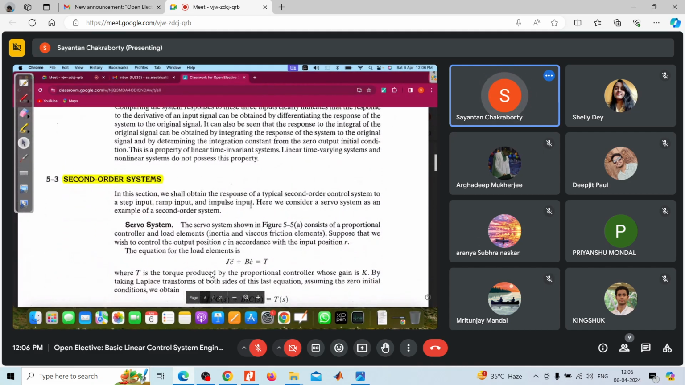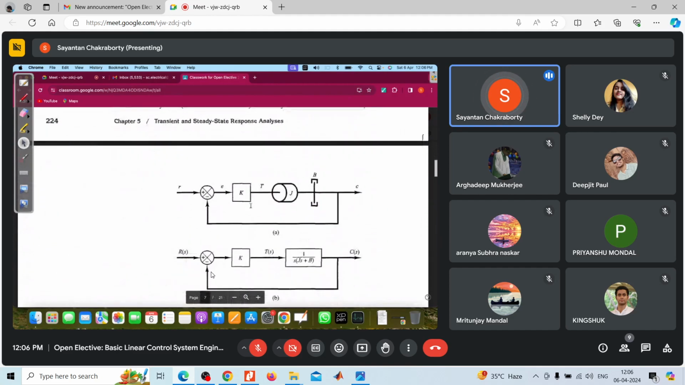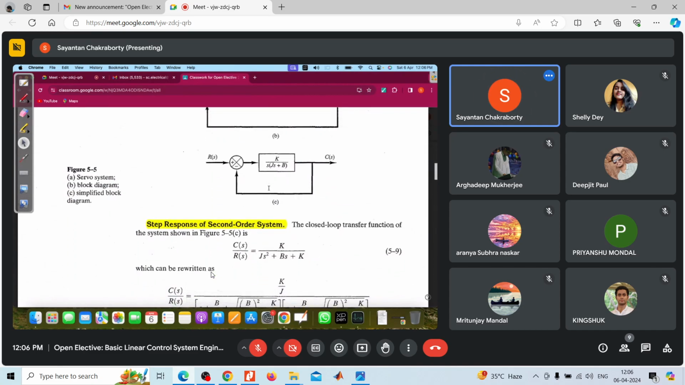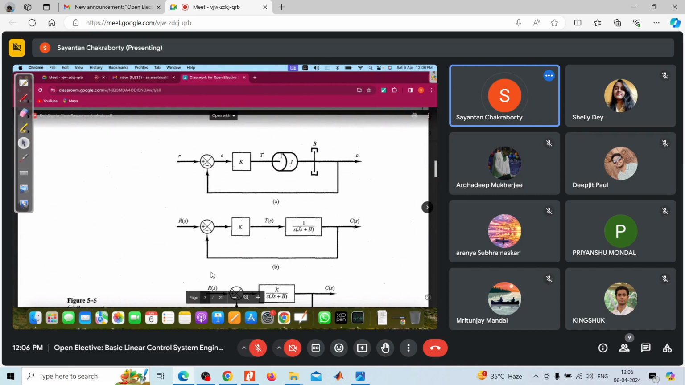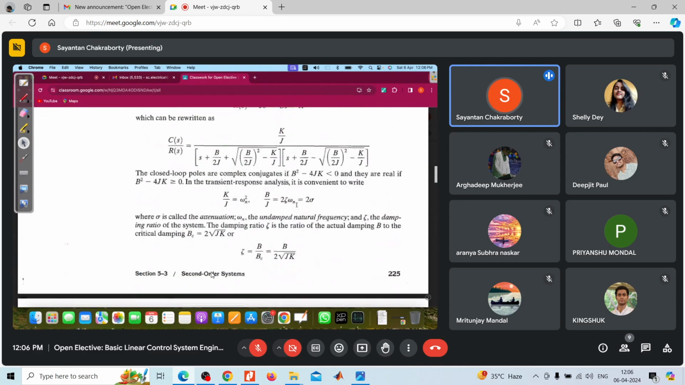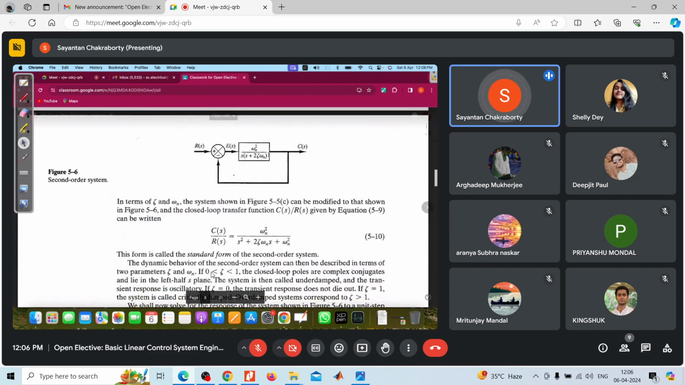Then in the last two lectures, we discussed second order systems. A typical second order system may be a motor like this, a servo system constituting a DC motor and a feedback system. I'll discuss these problems later. Typically the second order system is represented by this standard form, where the closed loop transfer function from the reference R(s) to C(s) is given by this form, where zeta is the damping ratio and omega n is the undamped natural frequency.